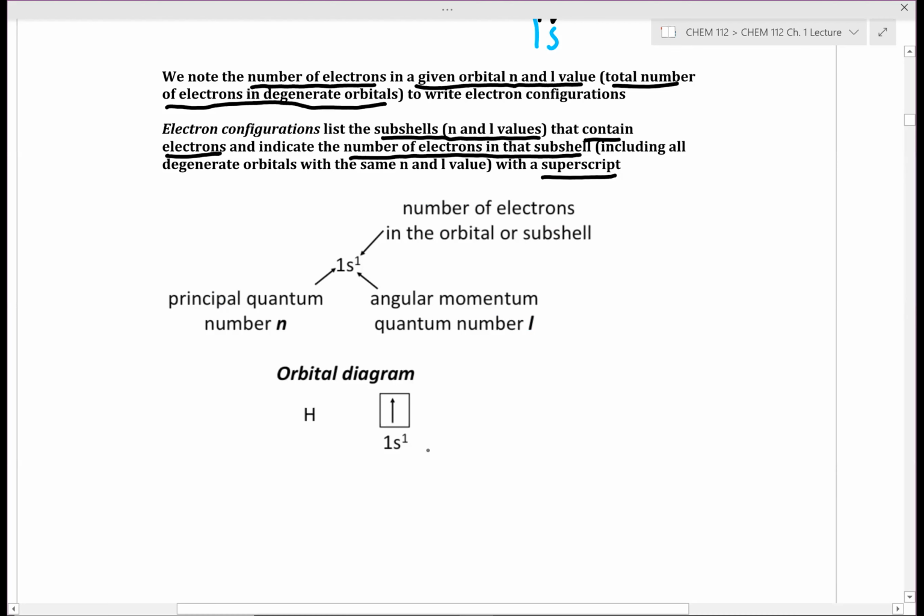So looking at hydrogen, for example, what orbitals for hydrogen contain electrons? 1s. Okay, so we're going to write the 1s orbital. And how many electrons, how many arrows do we see in our 1s orbital? 1. So we're going to put a superscript of 1. So that's the configuration for hydrogen. Does that make sense? We indicate the orbital n and L value, and we indicate the number of electrons with a superscript.